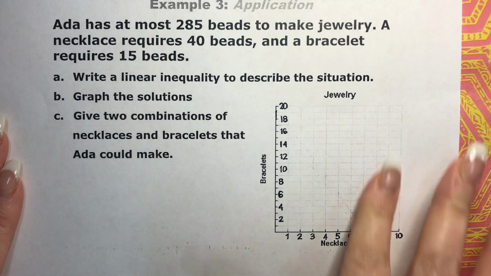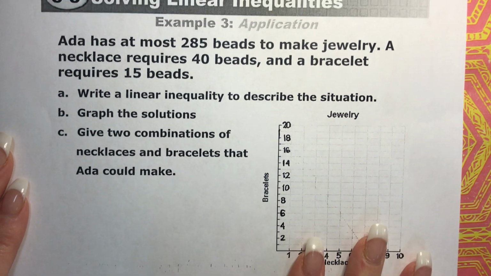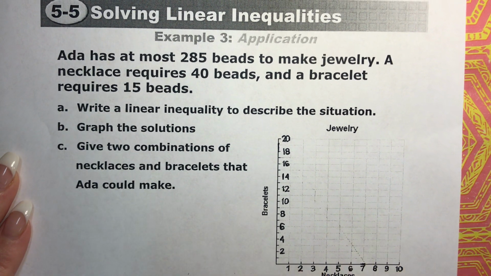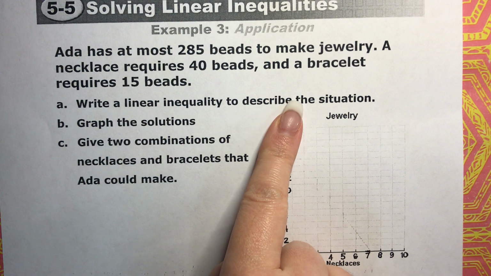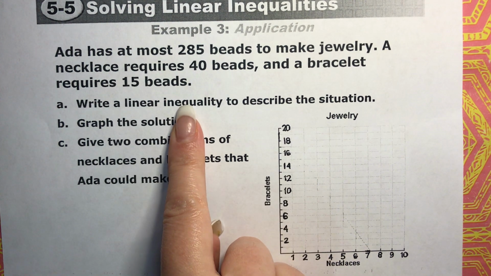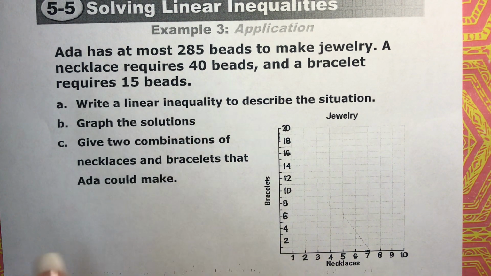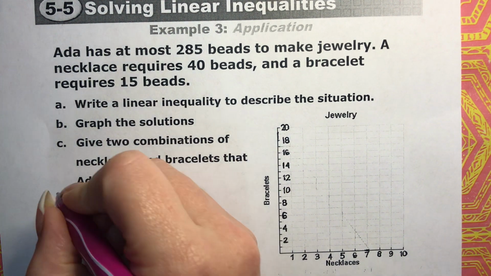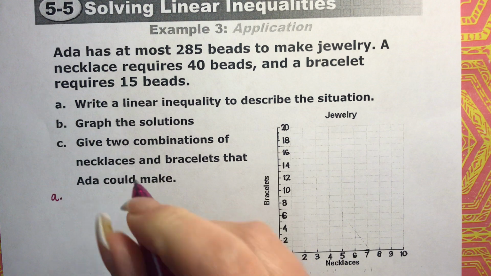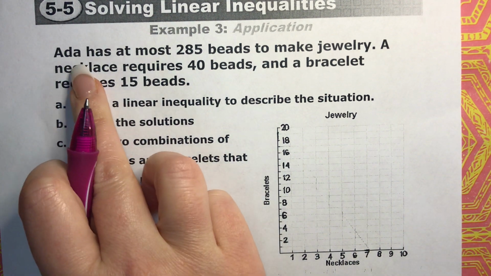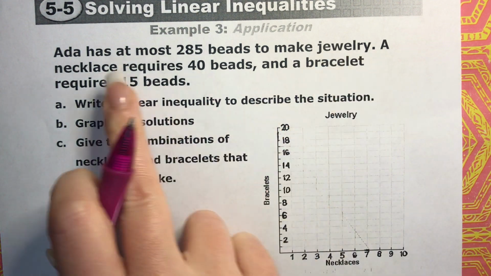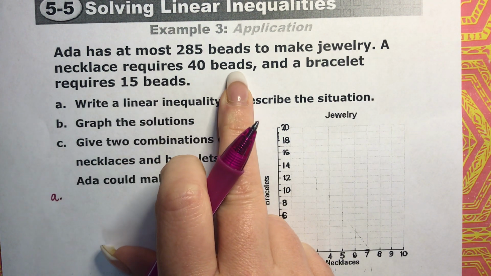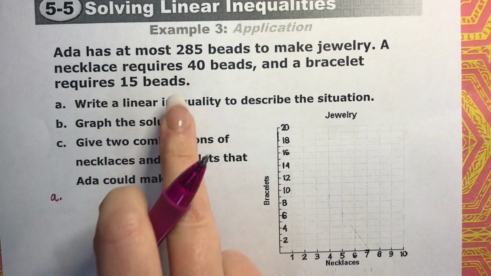And if you see, we already have a graph here set up for us, which is awesome. So let's get started. The first thing would be to write that linear inequality. To write a linear inequality, first what we need to do is define our terms. So for A, it says Ada has at most 285 beads to make jewelry. A necklace requires 40 beads and a bracelet requires 15 beads.